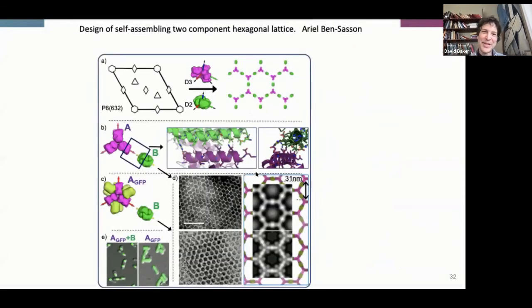Okay, so now this is where I start talking about all the fantastic things we've been doing with Manu and his student Joe. So this is work by Ariel Ben Sasson, and Ariel took a D2 protein and a D3 protein and arranged them so that they would come together to form a hexagonal lattice. And this is what happens when you produce the proteins in E. coli. You get this very nice lattice, and he put a GFP in at the trimer vertex, and you can see the GFPs there.